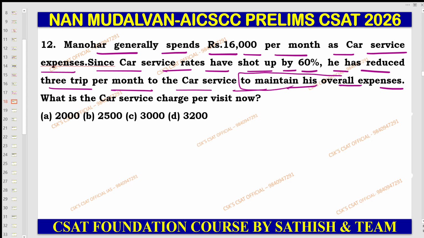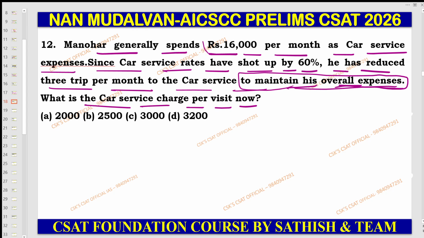Maintain his overall expense, which means his budget remains the same. His budget here is 16,000 only per month. What is the car service charge per visit now? That you have to find out. Now, understand the question carefully. What information is provided here, and what information is not provided, first of all learn this.